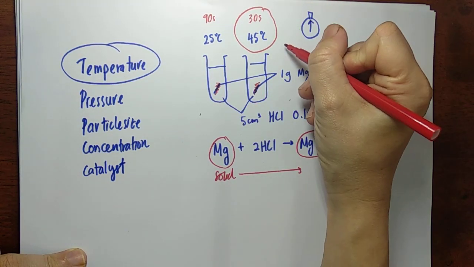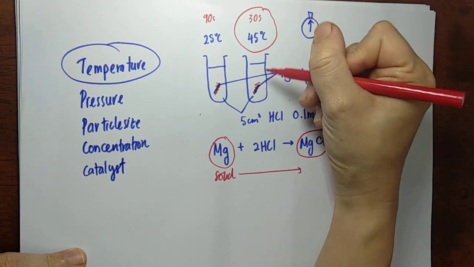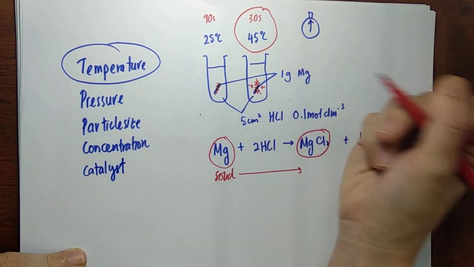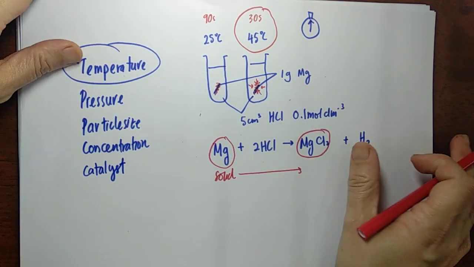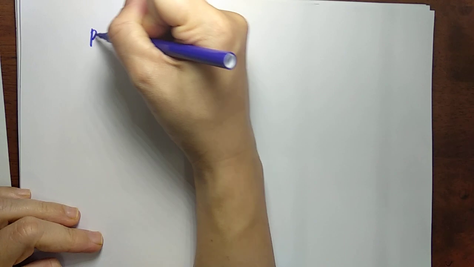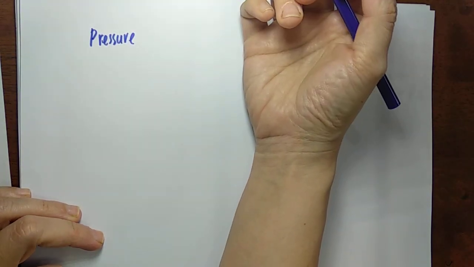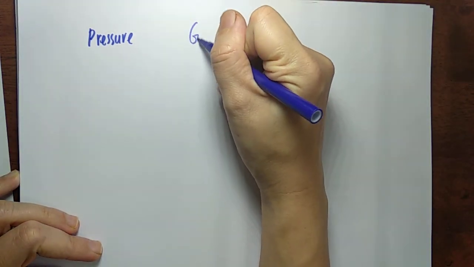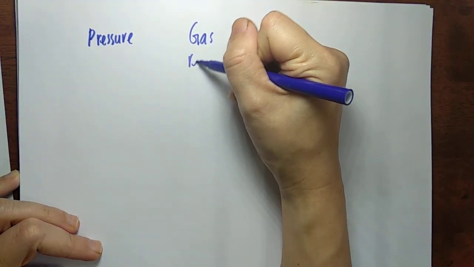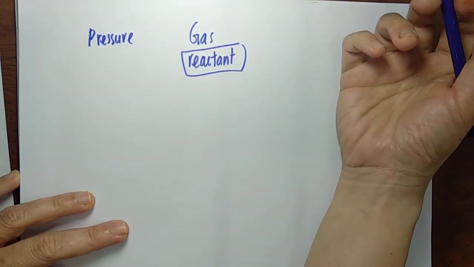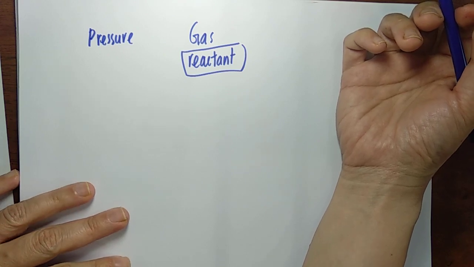Okay, so why? Obviously when the temperature is higher, the particles are moving faster, so they will collide with the magnesium faster and the reaction occurs faster. Okay, now that's temperature. Pressure only affects gas. So it's only when your reactant is a gas. So remember, for pressure, the reactant is a gas, not the temperature, not the product.